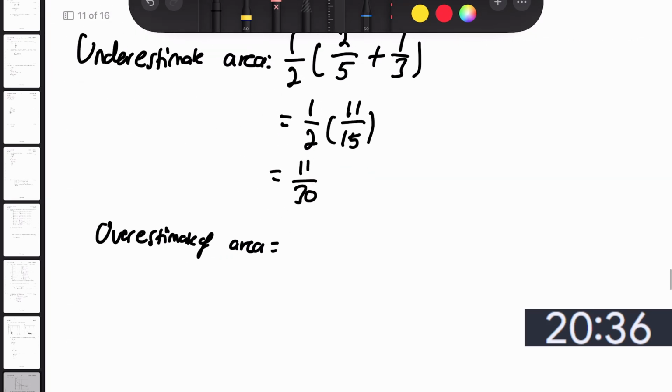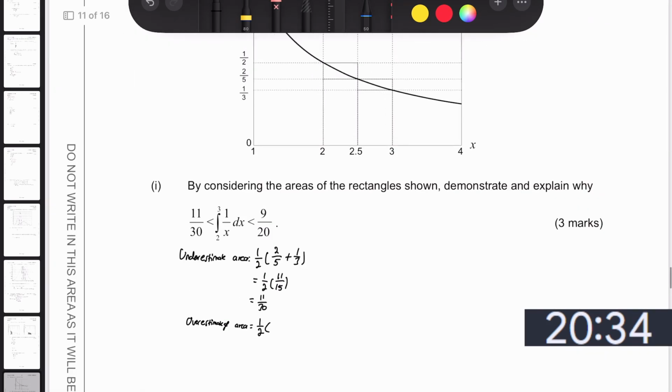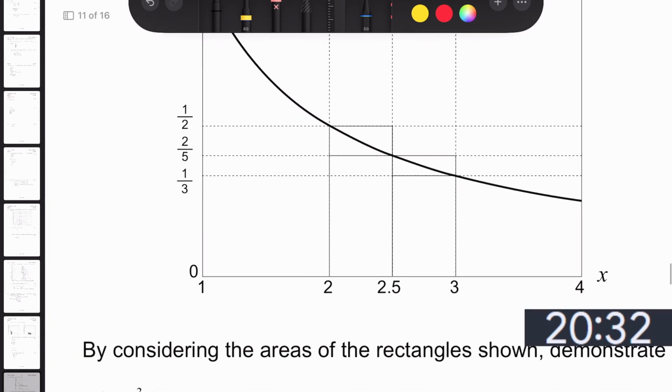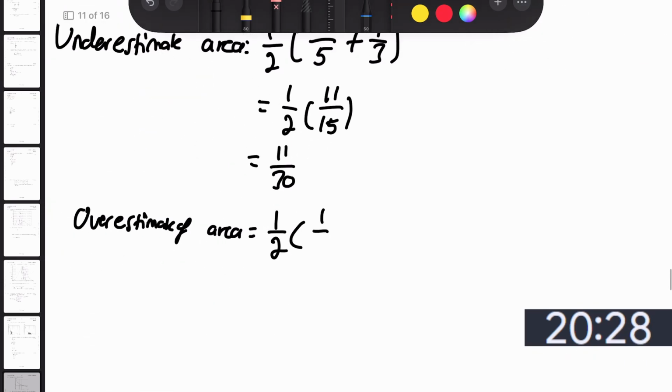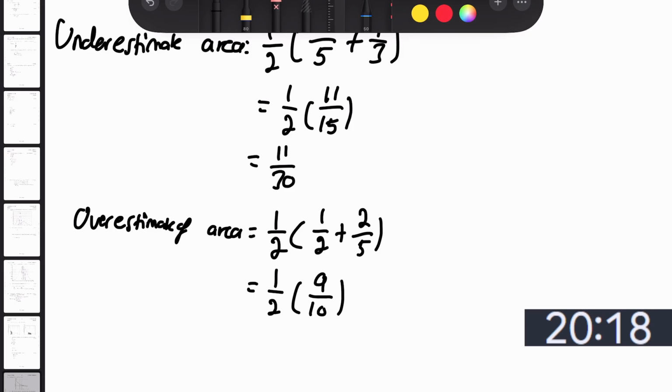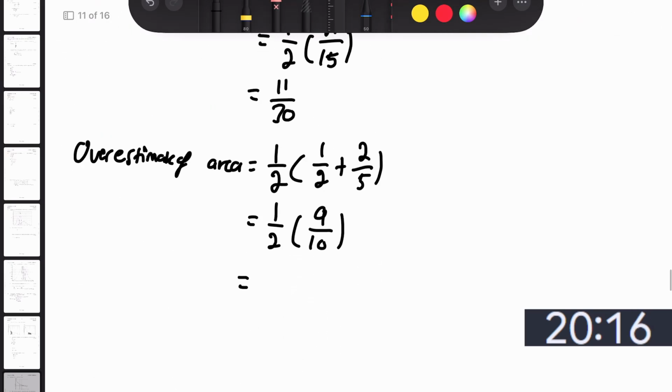It's going to be equal to a half of 2. I'm going to get a half plus 2 on 5. So a half of, that's going to be 5 plus 4, which is 9 on 10. Is that 9 on 20? Yep.